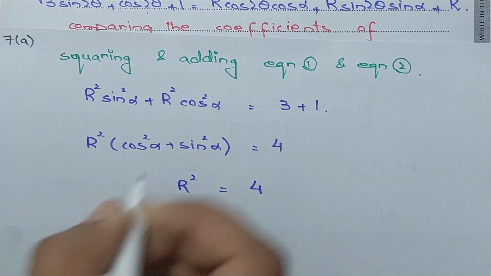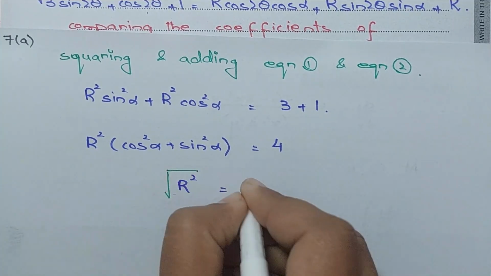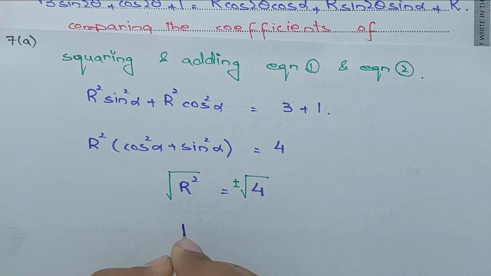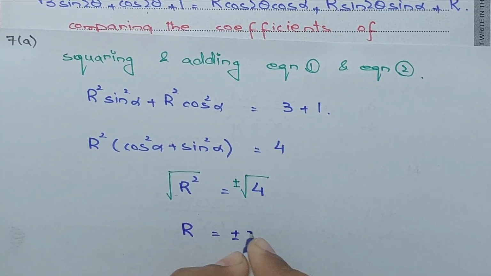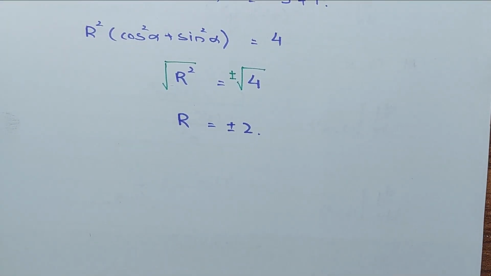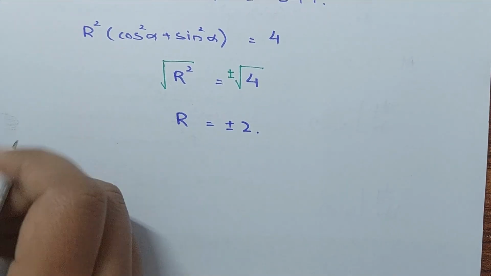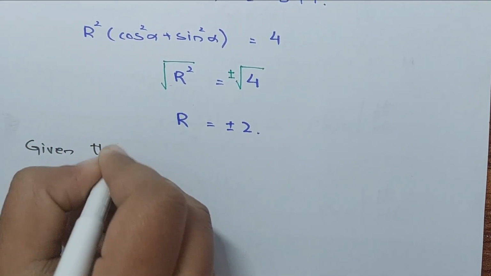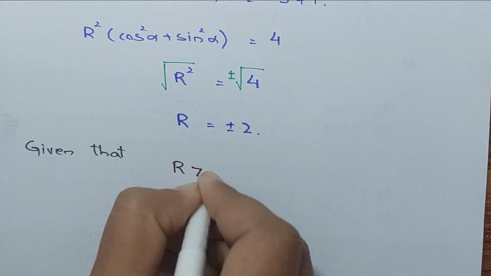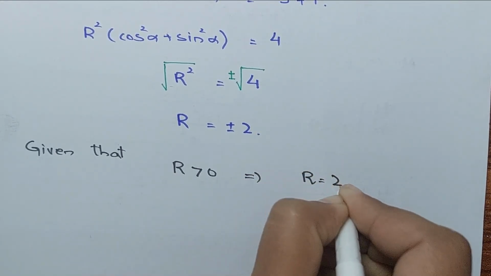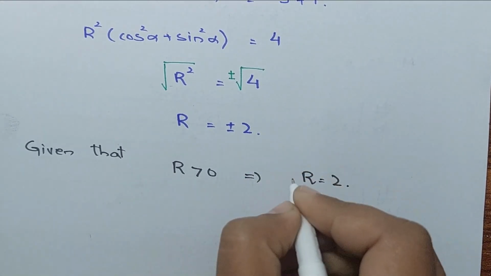To get the value for r, take a square root on both sides, and when we do the square root it is plus minus. So the value of r is plus minus 2. Since it is given that r should be greater than 0, we have to pick only the positive value, right? So we can say, given that r is greater than 0, this implies the value of r is 2. This is the value for r.